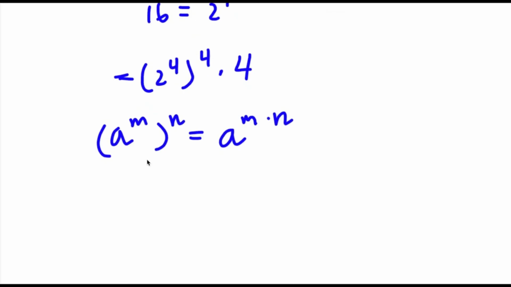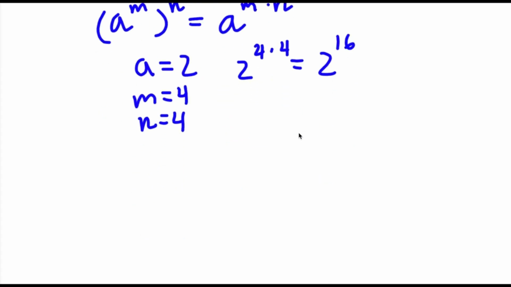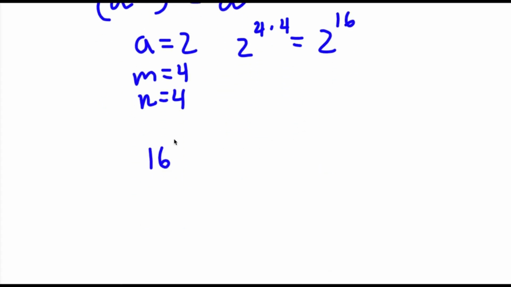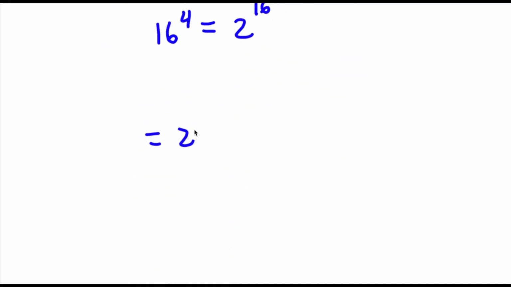So 2 to the power 4 to the power 4 here, we can think of a as 2, m as 4, and n as 4 as well. So this would equal a to the power of m times n. So in this case, 2 to the power of m, 4, times n, 4. Now 4 times 4, this is 16, so now I have 2 to the power of 16. Meaning, 16 to the power of 4 is the same thing as 2 to the power of 16. So now, I have 2 to the power of 16 times 4.